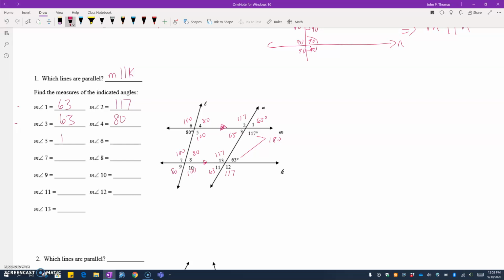So we've got 80, 100, 100. 7 is another 100. 8 is 80. 9 is 80. 10 is 100. 11 is 63, 12 is 117, and then 13 is 117 as well. So we can fill those in as we go around. I'll be back in the next video to run through the next couple.